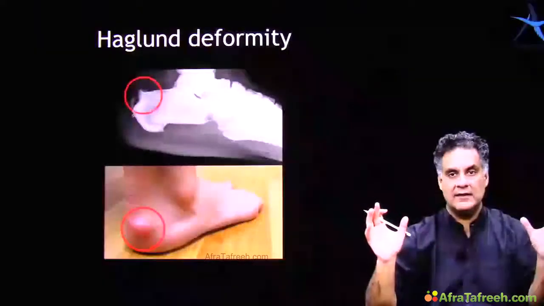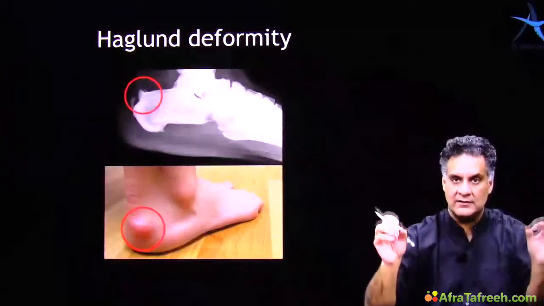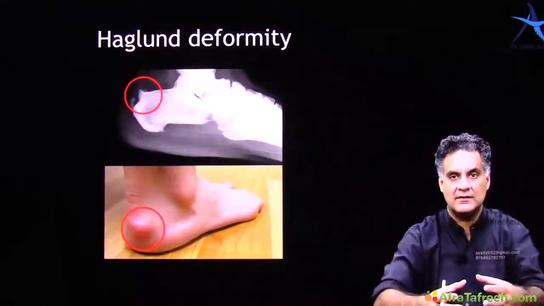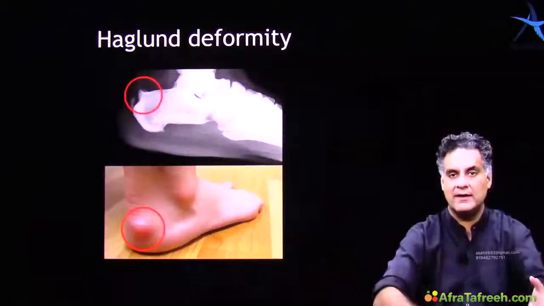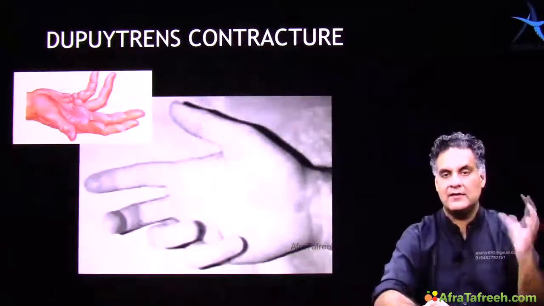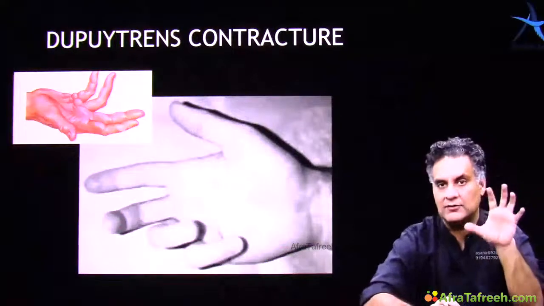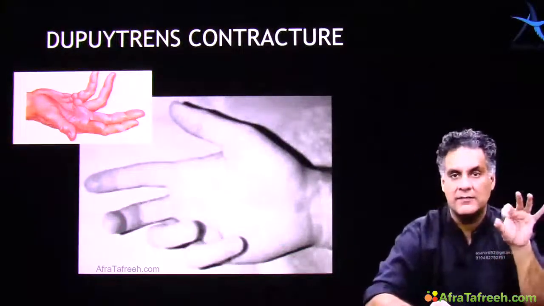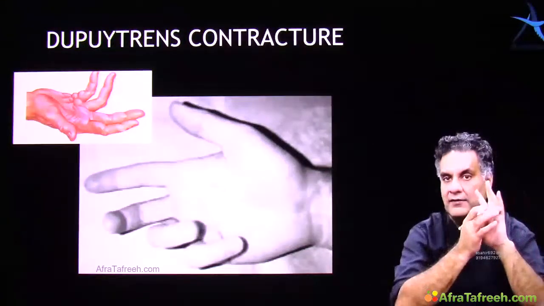If there is an inflammation of the insertion of the tendo Achilles with retrocalcaneal bursitis, it's called Haglund's deformity. And if there is a contracture of the palmar aponeurosis, it's called Dupuytren's contracture. Very common in diabetic and alcoholic patients. It involves the ring finger and the little finger.